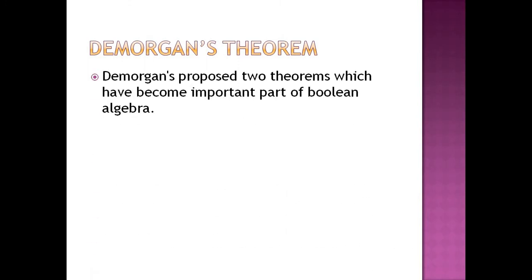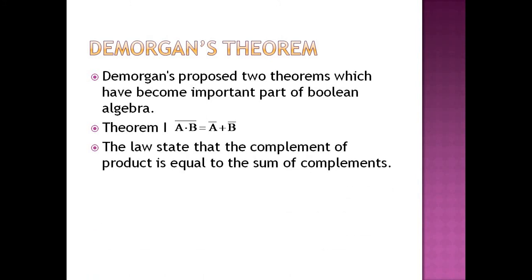Next theorem is De Morgan's theorem. De Morgan proposed two theorems which have become an important part of Boolean algebra. We focus on the first theorem: (A·B) whole complement is equal to A bar + B bar. This theorem states that the complement of a product is equal to the sum of the complements.